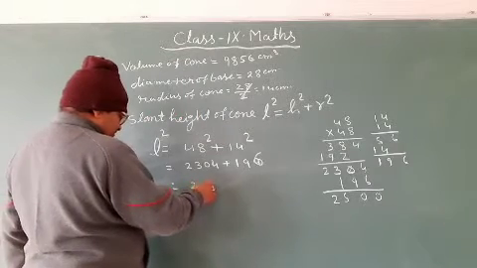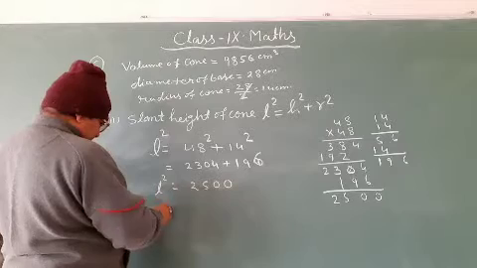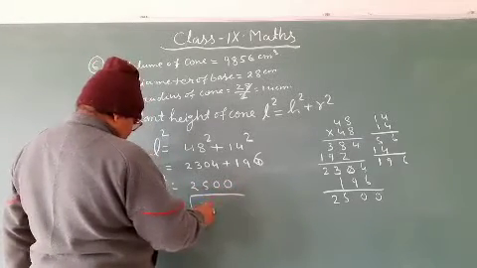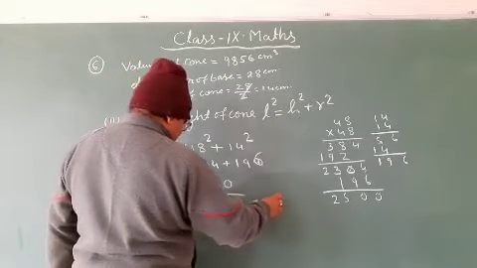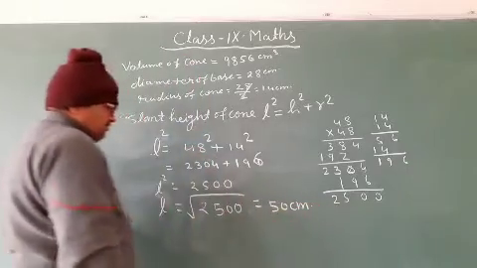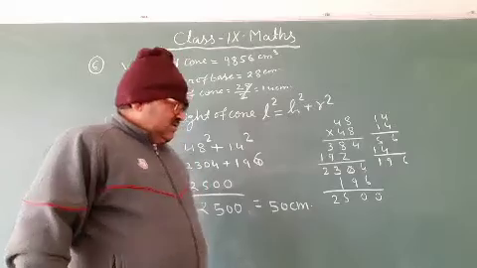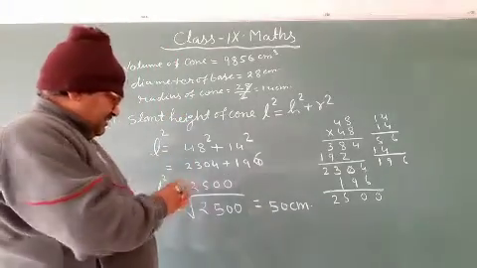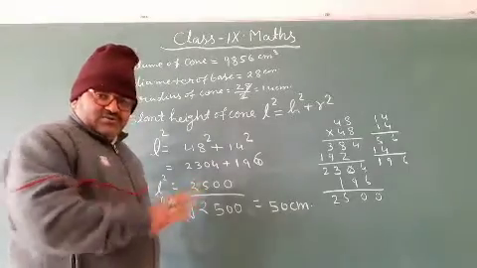And 2500. That is L square, and L is equal to under root 2500, that's equal to 50 centimeter. So 50 centimeter is the slant height of the cone.